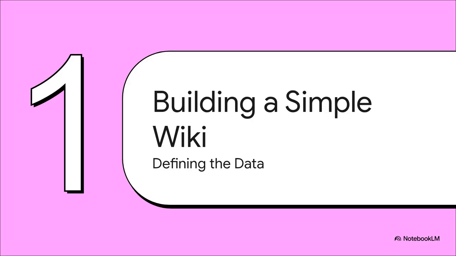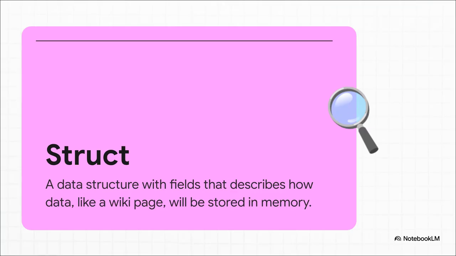All right, first things first. Before we even think about websites or servers, we need to answer a really basic question. What is a wiki page? We have to define its blueprint in our code. To make that blueprint, we use something called a struct. Honestly, the best way to think about it is like a recipe's ingredient list. It's just a simple container that holds all the related bits of information together in one nice, neat package.